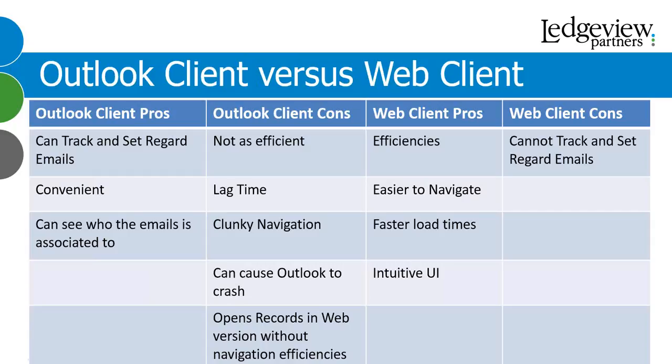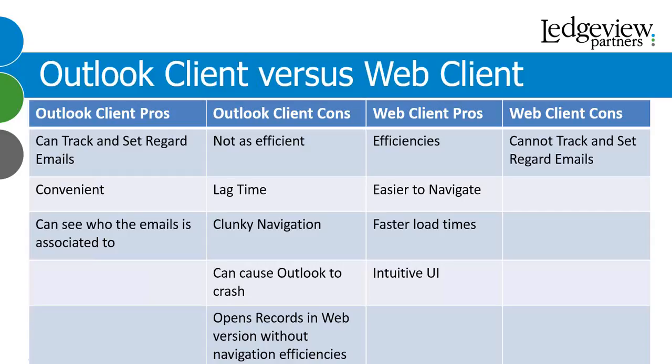For the Outlook client, you can track and set regarding emails right from Outlook. So if you have an email inside of your Outlook that you want to track, you can put that right into CRM and you can set it to regard a specific record. It's convenient if you are always working in Outlook, but not using the web or CRM heavily. The Outlook client is a great way to conveniently get into CRM when needed. And you don't have to access CRM to see who an email is associated to. You can just look at that right in the actual email message pane.